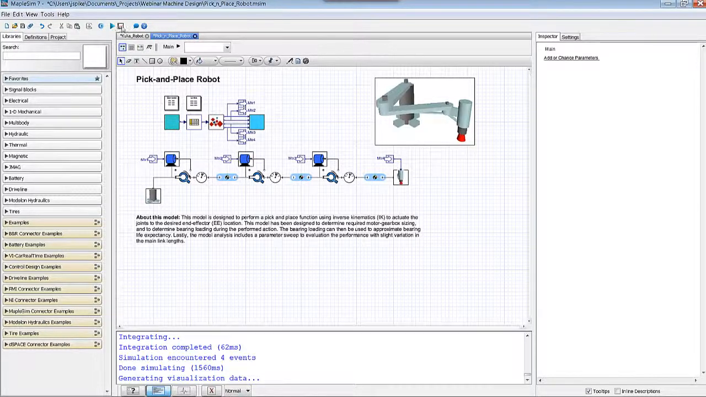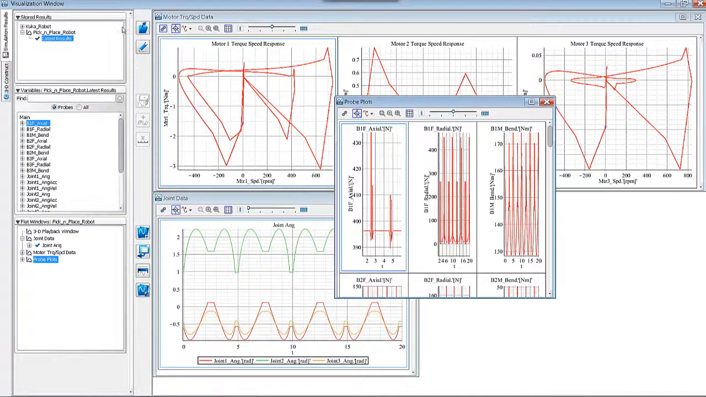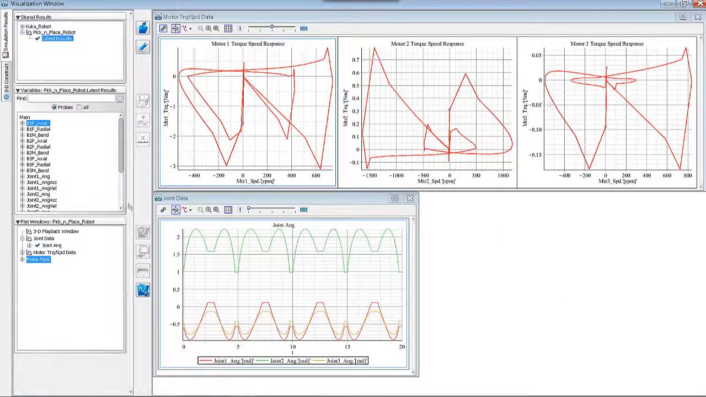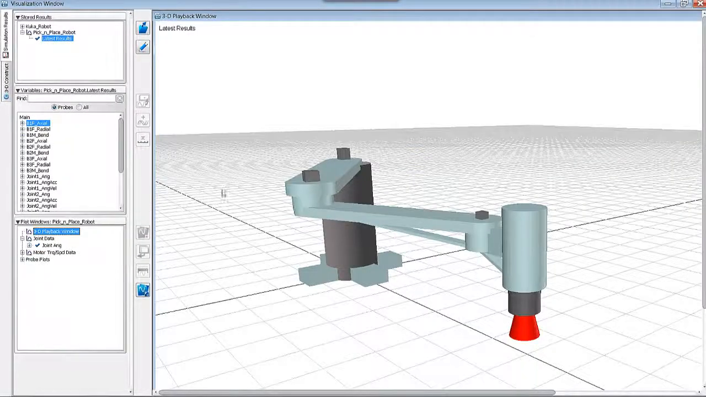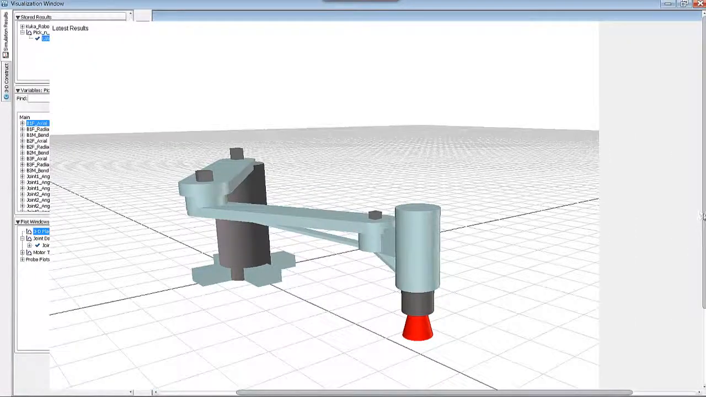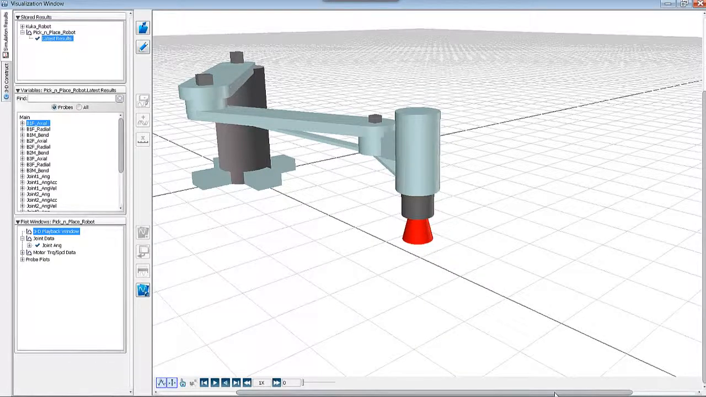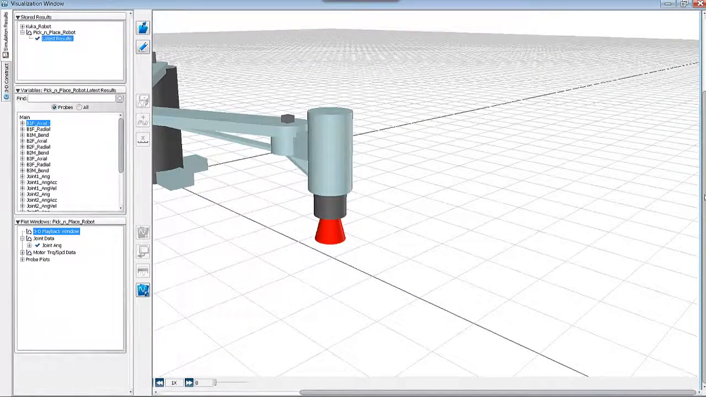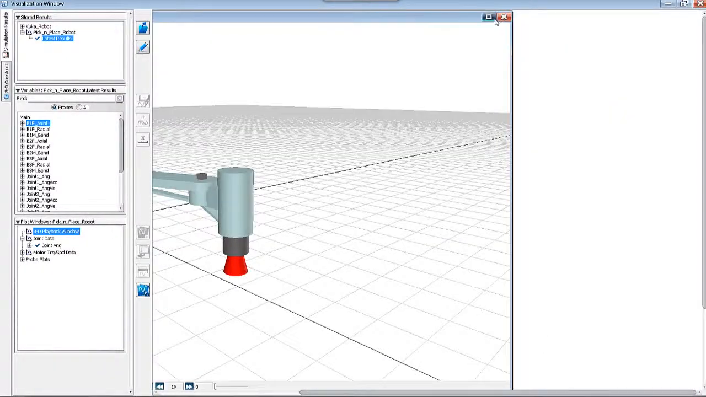Let's take a look at what the overall simulation is to get a sense of what's going on with this robot. Here we can see the visualization window, and I'll scroll over here a little bit and re-maximize this.